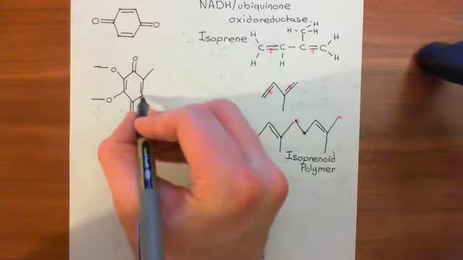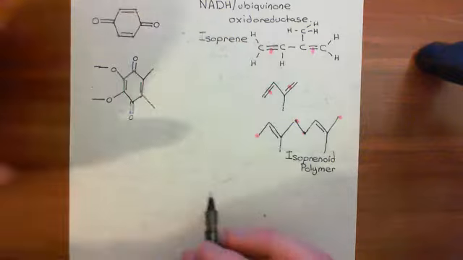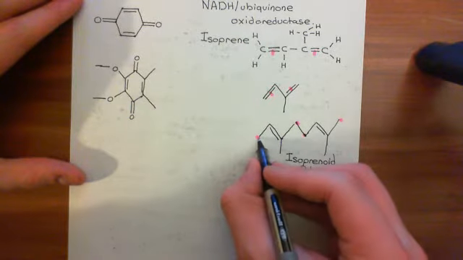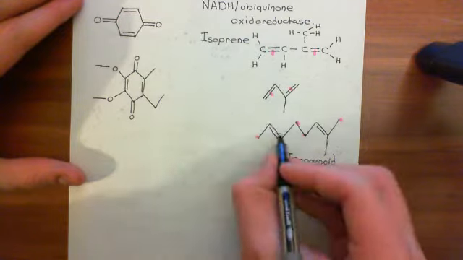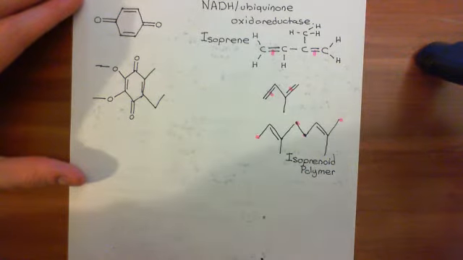Okay, so basically we're going to have an isoprenoid polymer on our ubiquinone molecule, and it's going to come off this carbon here. So here's the first carbon, so maybe this is this one here, okay? Then here's the second carbon. Now, of course, I'm not going to draw out the entire polymer.